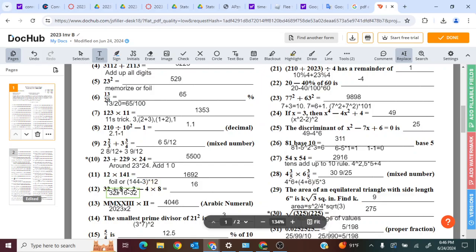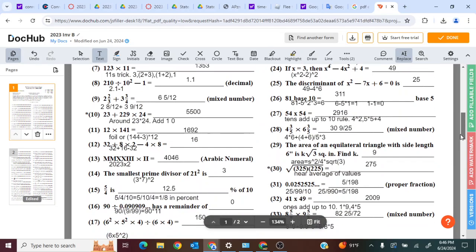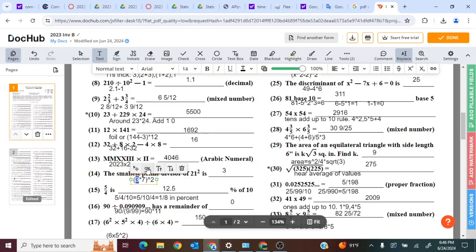12, multiplying everything, this is just 32 plus 16 minus 32, so just 16. Okay, Roman numerals. M is worth 1,000, X is worth 10, and these I's are worth 1. So 2,023 times 2, 4,046. Smallest prime divisor of this, well, 21 squared is 3 times 7 squared. So your smallest prime divisor is just 3.